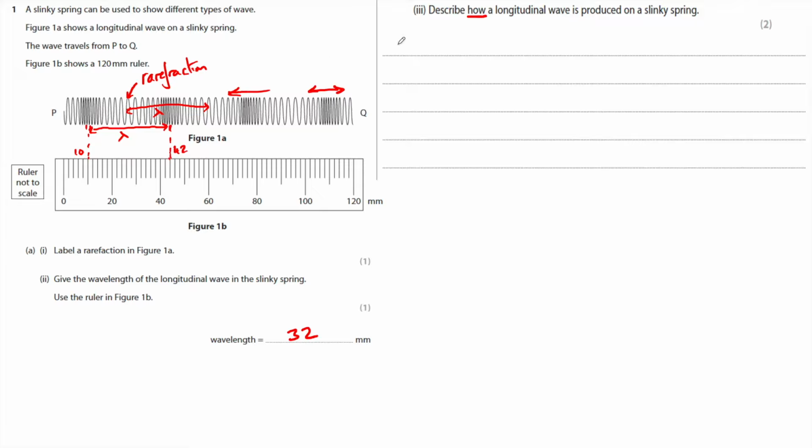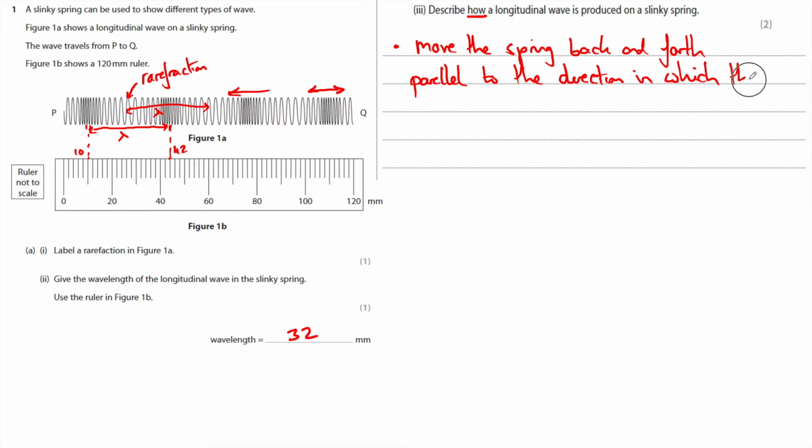So this is what you'd write. Moving the spring back and forth, parallel to the direction in which the wave travels. You could have said parallel to the spring, which would have given you full marks as well.